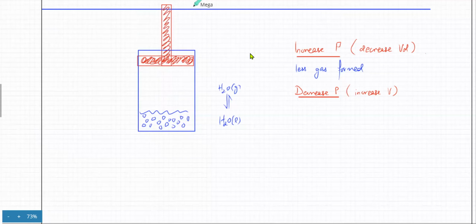So this is what we're doing now. Now there's more room for vapor to form. So more evaporation would happen and more gas is going to be formed because there's a lot of space available now for the gas to be formed. So there's going to be more evaporation. So if you decrease pressure, you increase volume and more gas is formed.